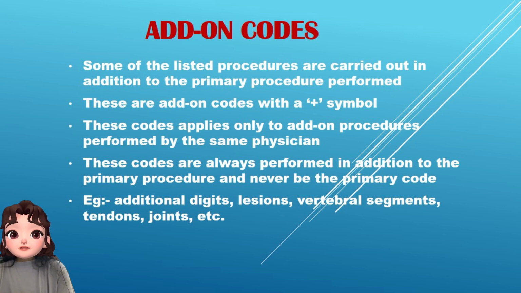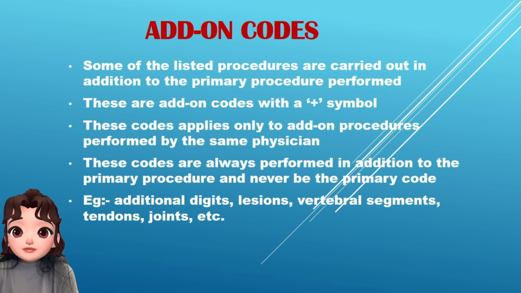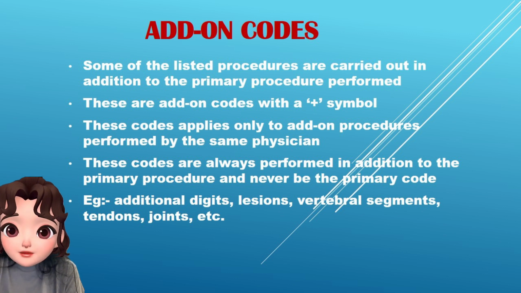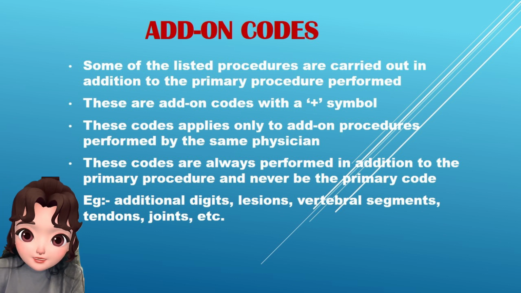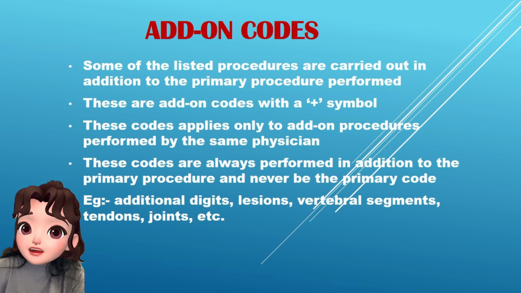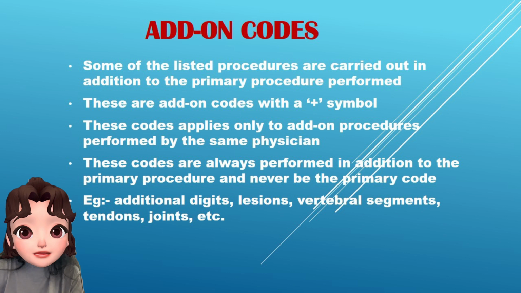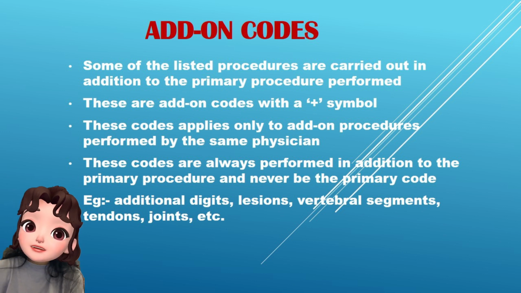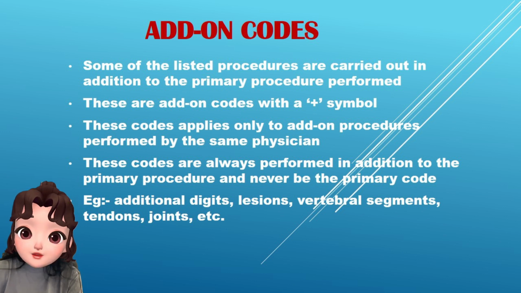Now add-on codes. What are add-on codes? Some of the listed procedures are carried out in addition to the primary procedure performed. So if a procedure is performed that cannot be listed as a primary procedure, that will be considered an add-on code. Add-on codes are represented by a plus symbol. But while coding, we will not use that plus symbol. We will mark it as a secondary code. It will not be a primary code.